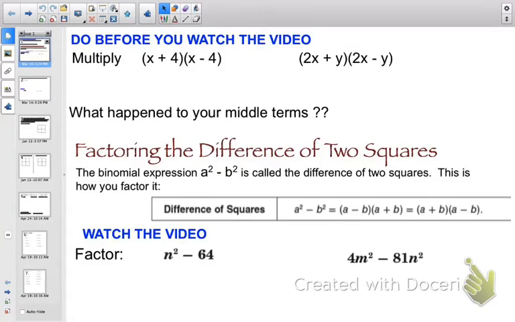Right, this is the video for difference of squares and factoring cubic polynomials. Before you started this video, you should have done the two multiplications at the top. If not, pause the video and do it now.